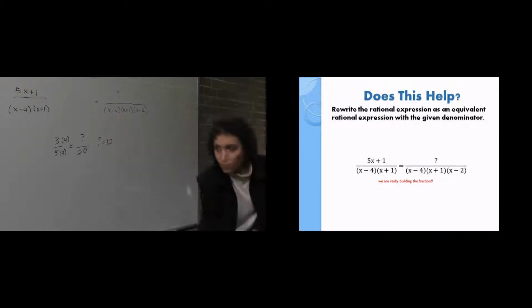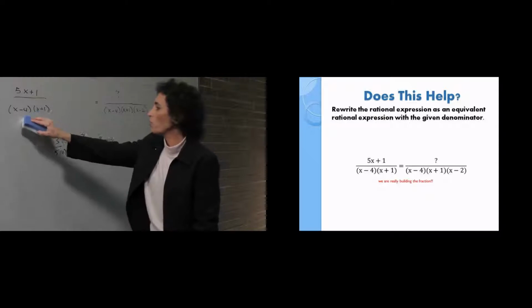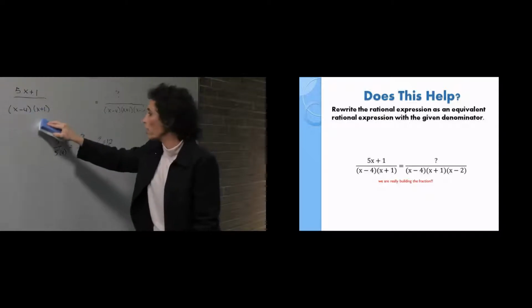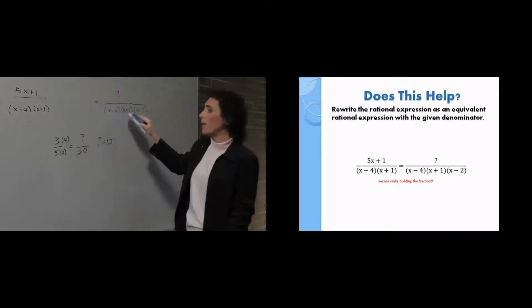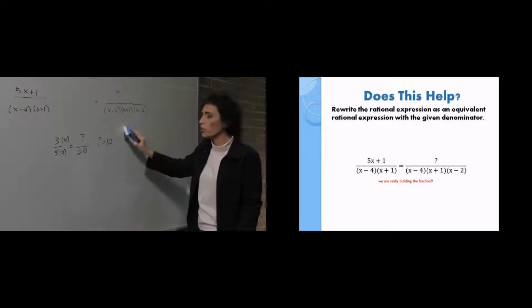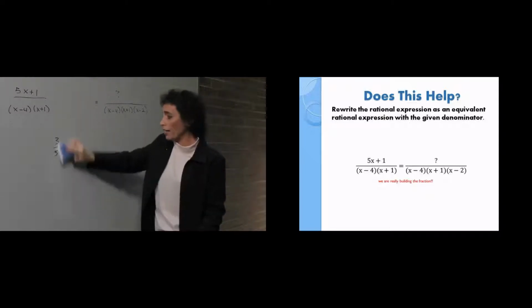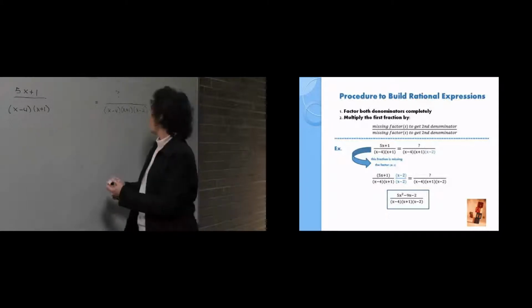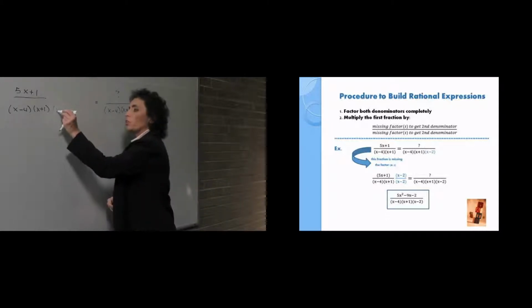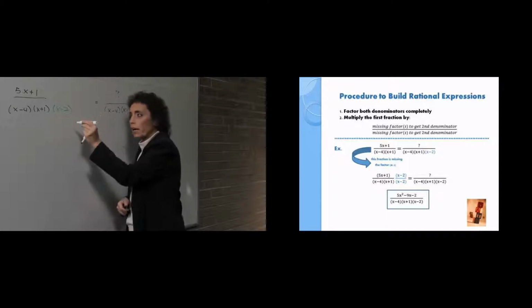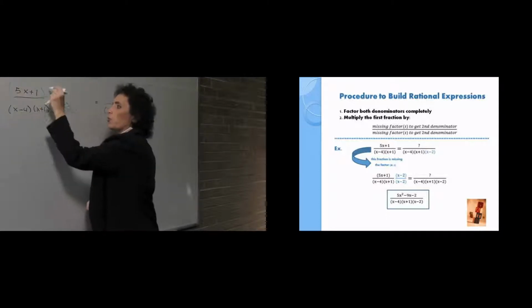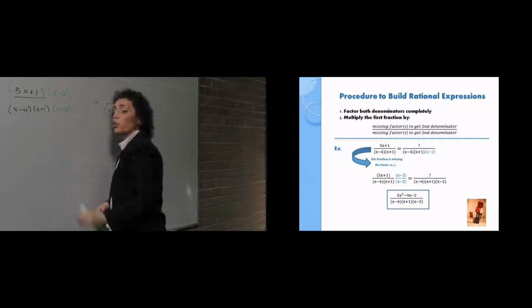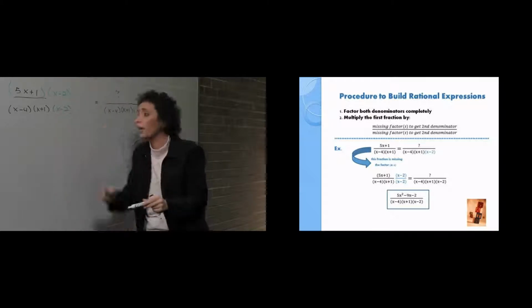Notice, my denominator only has the quantity x minus 4 and the quantity x plus 1. But this denominator has an extra x minus 2 factor. So if I wanted to look like that, I can do that. But what that means for me is I'd have to multiply this by x minus 2. But if I multiply this by x minus 2, then I've got to multiply this by x minus 2, because the only thing we're allowed to multiply a fraction by is 1.